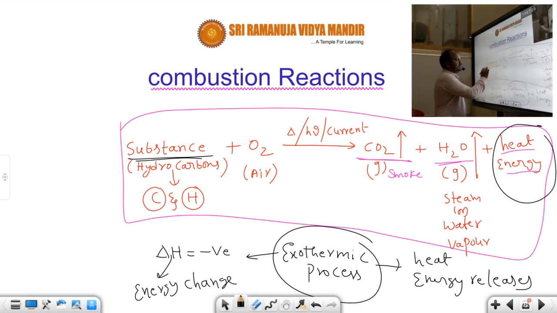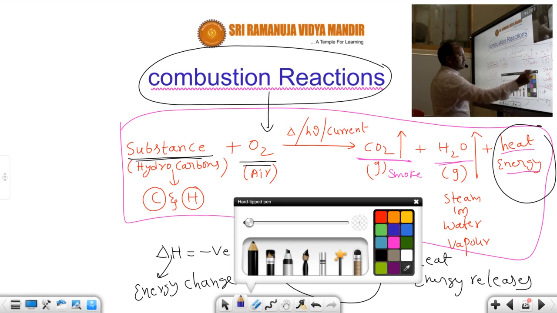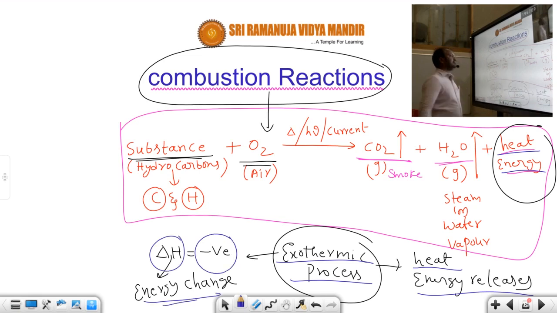So generally the substances which can be burned with oxygen either in the presence of heat or light or by passing current to produce smoke like carbon dioxide, and also form water vapor or steam, and also a certain amount of heat energy is released. This reaction is said to be combustion reaction. Combustion reaction is always an exothermic process. Whenever combustion reaction takes place, a certain amount of heat energy is released. That's why the enthalpy change or energy change is always negative for combustion reactions.